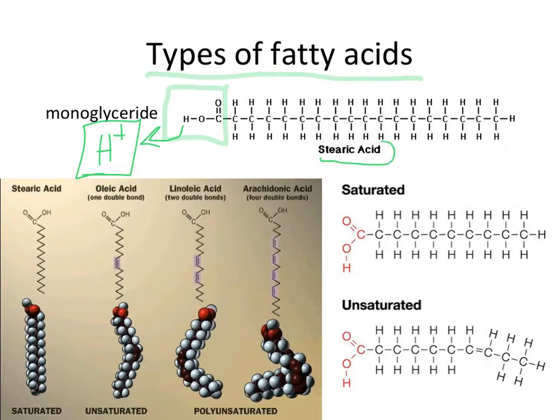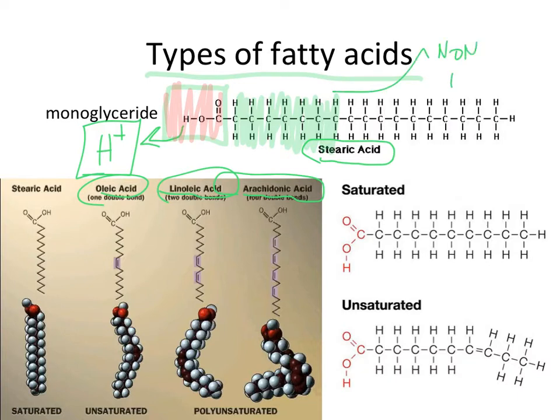So all of these are called stearic acid, arachidonic acid, linoleic acid, oleic acid. So we have all these acids. So if we're looking at the way fats are made, we have this acid part of the fat, and then we have this other part, okay? And I'm going to call this part the non-polar chain.